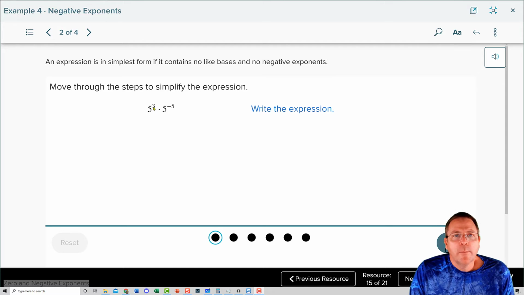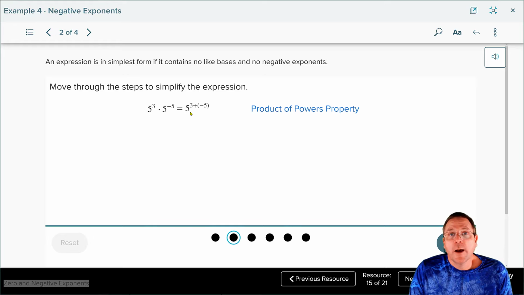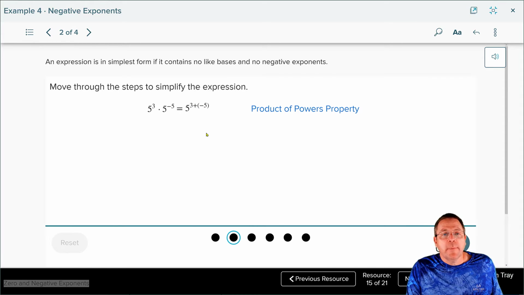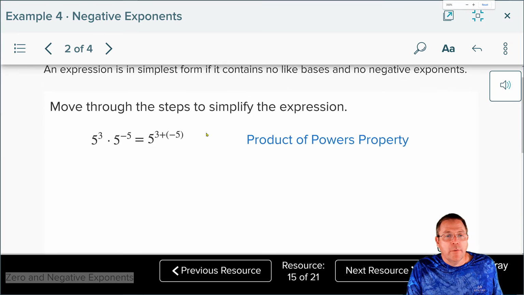So they gave us a problem. 5 cubed times 5 to the negative 5th. As we've discussed, your common base is 5, and the product of powers property says you add the powers. Well, what are we adding? We're adding 3 plus the negative 5, which you see right here. Right there, I call that an ugly problem. Let's see if I can make that a little bigger for you. We call that an ugly problem.